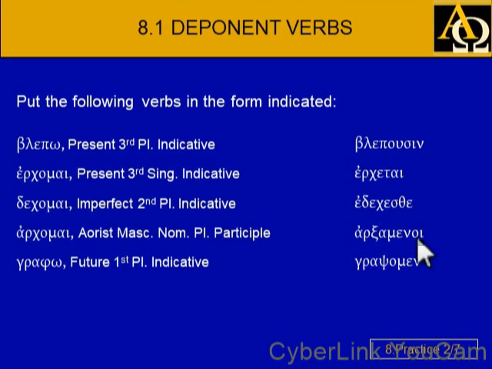So put the following verbs in the form indicated. Blepo, present third plural indicative. So it's blepousin. Erkomai, present third singular indicative, erketai. Dekomai, imperfect second plural indicative, edexeste. Arkomai, aorist, masculine, nominative, plural, participle, arxamenoi. Grapho, future indicative first plural, grapsomen. Okay, so you should be able to put the words in the form that they need to be.